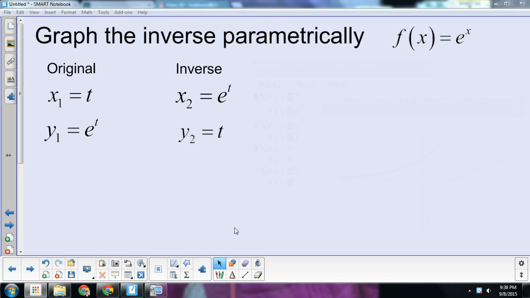This next short video is a continuation of Calculus Lesson 1.5. It's on graphing the inverse parametrically. So let's say we're given an original function, as you see here, f of x is equal to e to the x.